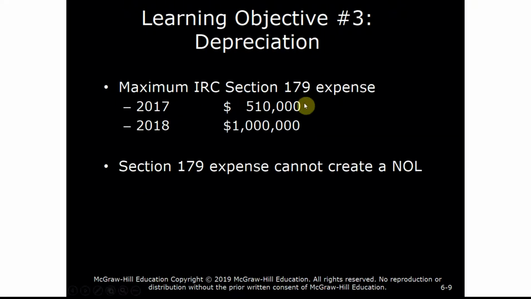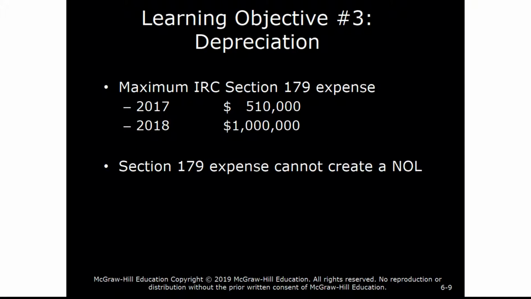Maximum IRC Section 179. This has gone up this year. A Section 179 expense means that if you purchase, for example, equipment, you're permitted to expense up to $510,000 of the cost of that last year. This year, that threshold has been raised to $1 million. So if you buy equipment worth $1 million, you can expense it immediately, subject to certain limitations.